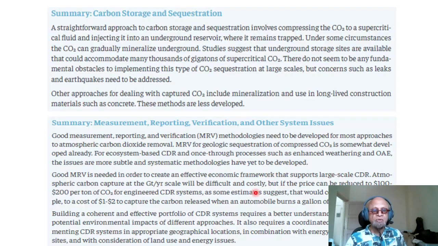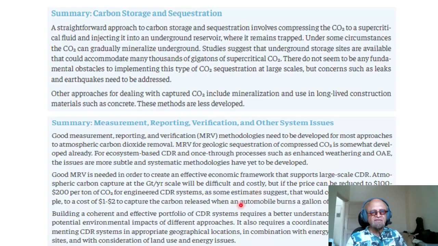It also requires a coordinated approach to implementing CDR systems in appropriate geographical locations in combination with energy sources and storage sites, and with consideration of land use and energy issues. But basically, progress cannot be monitored, especially for corporations and others who may start using CDR as an offset, to make sure that they are actually sequestering carbon and not just claiming things, especially for ocean alkalinity experiments and ocean alkalinity enhancement and enhanced rock weathering. If it's hard to monitor and measure additionality, then it can easily become a loophole for offsetting people.